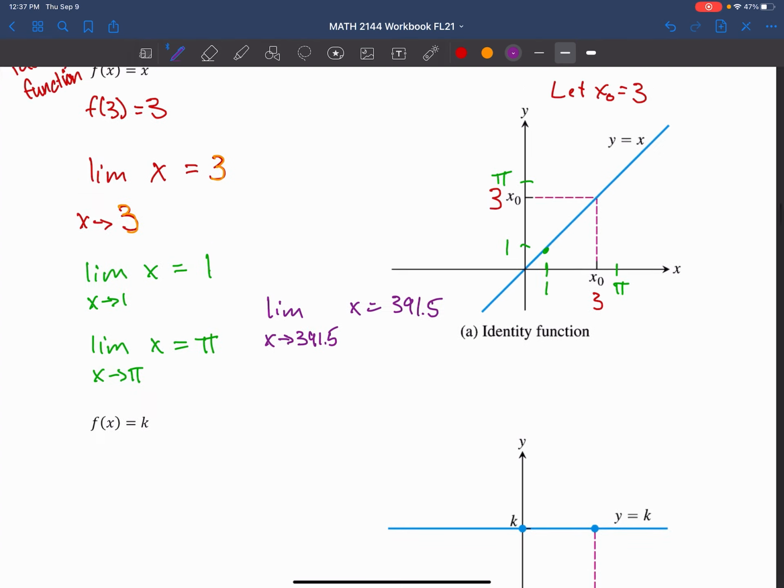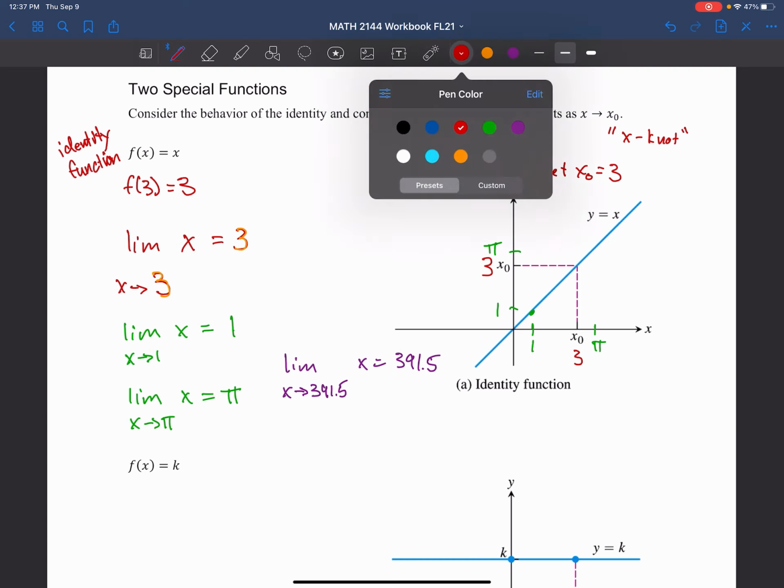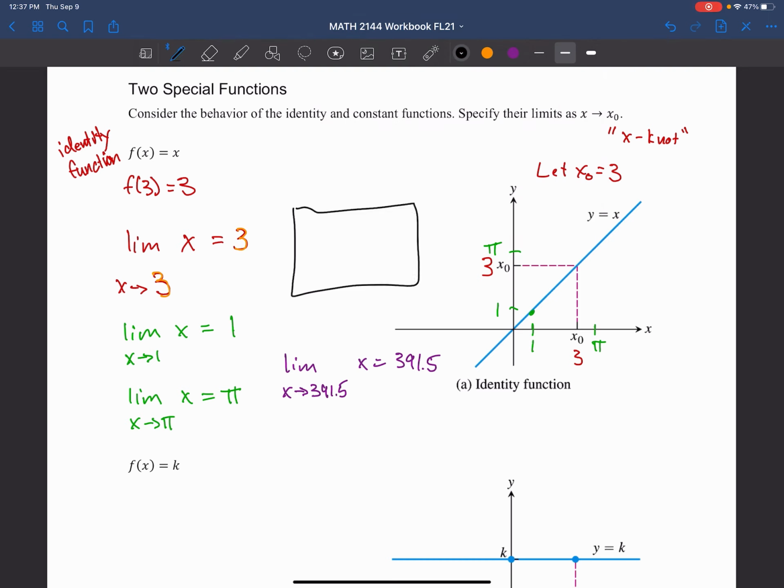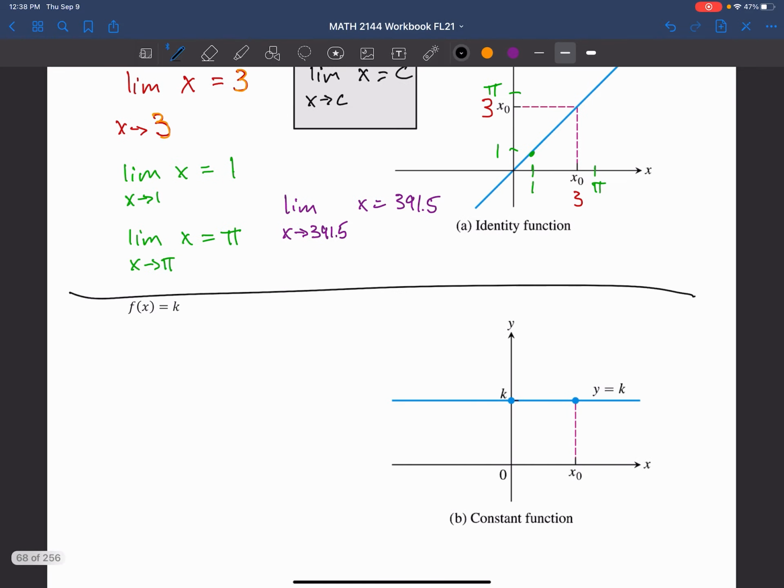Let me also write this in general. In general, what we have right here is that the limit as x approaches some constant of x is the constant that we are approaching. So that's the general idea. You may notice, can I just plug in the value we're approaching? It's something to try. Let's go ahead and consider this other function down here below.